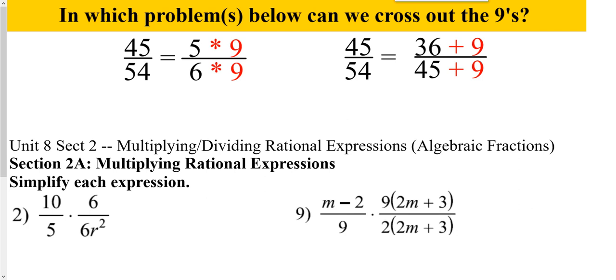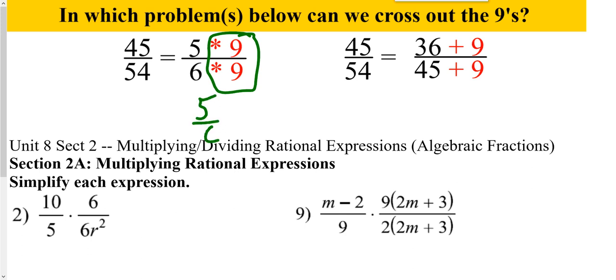When you rewrite 45 is 5 times 9 and 54 is 6 times 9? Or is it what we have on the right where we are adding a 9 top and bottom? Which one of these two situations can you cross the nines out? Well, when you have a 9 over a 9, that's really a special form of 1. So multiplying top by 9, bottom by 9 is really a special form of 1.